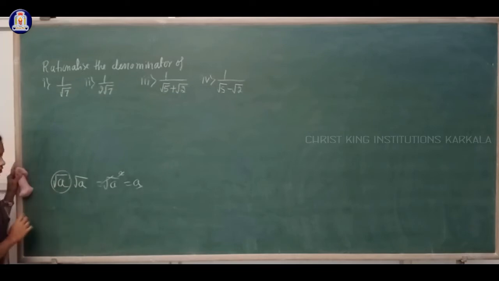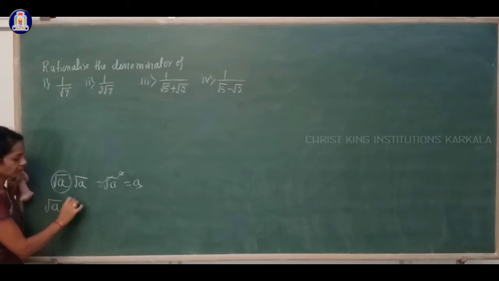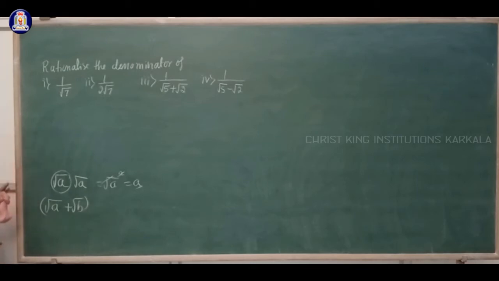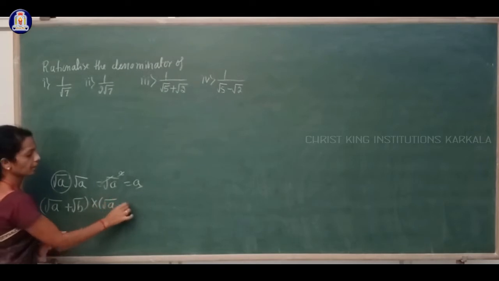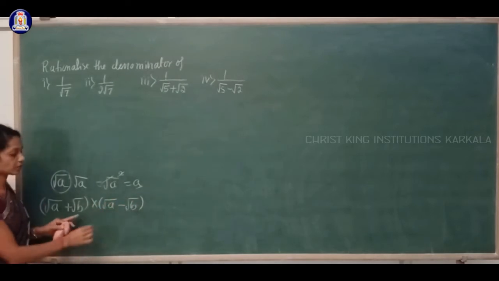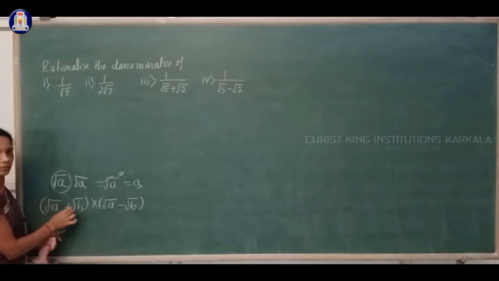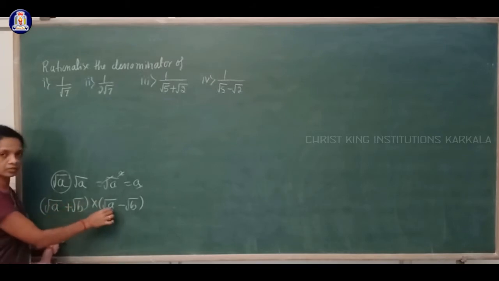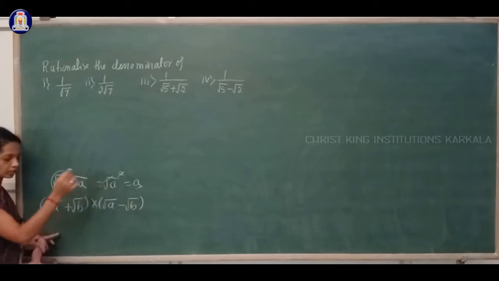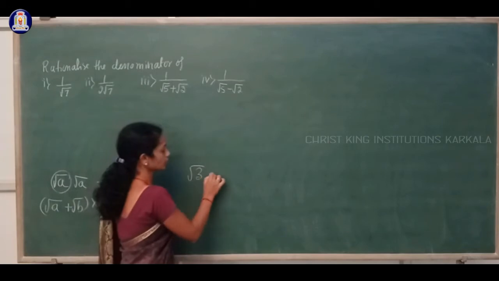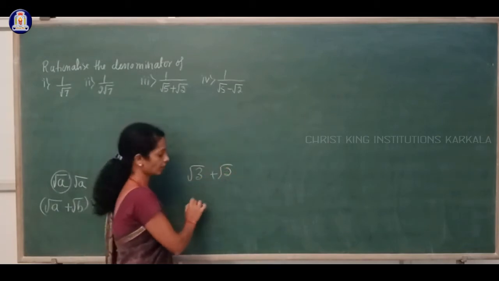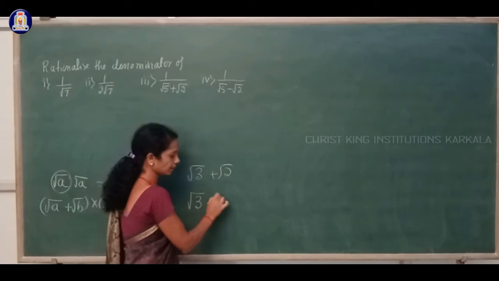And suppose you have a denominator of this type, root a plus root b, then how to make this a rational number? You have to multiply by root a minus root b. This is called the rationalizing factor of root a plus root b. And suppose you have root a minus root b, then the rationalizing factor of this one is root a plus root b. For example, for root 3 plus root 2, the rationalizing factor is root 3 minus root 2.